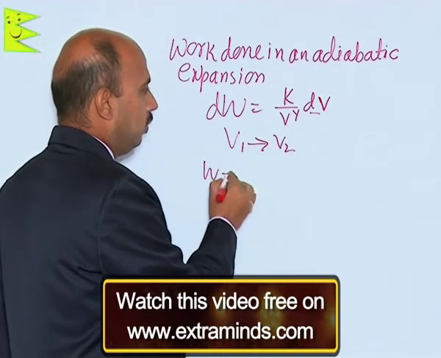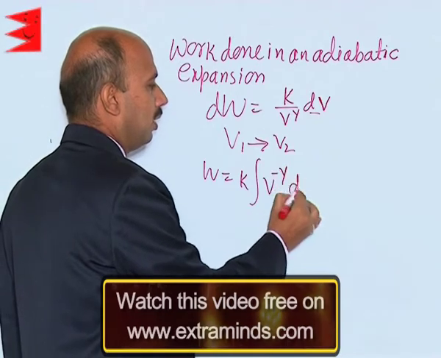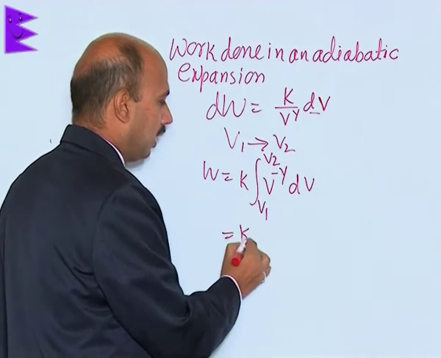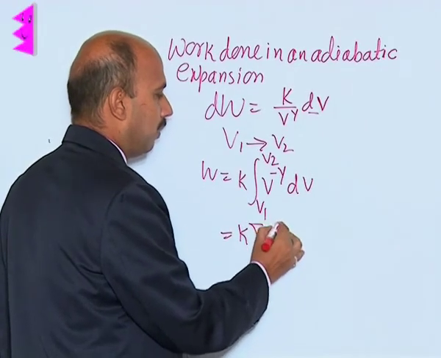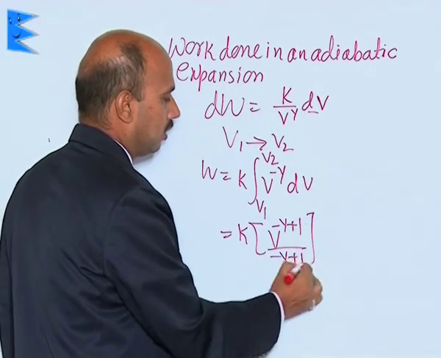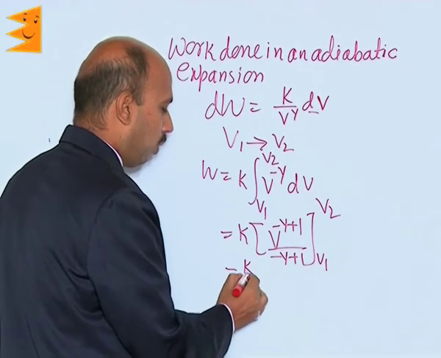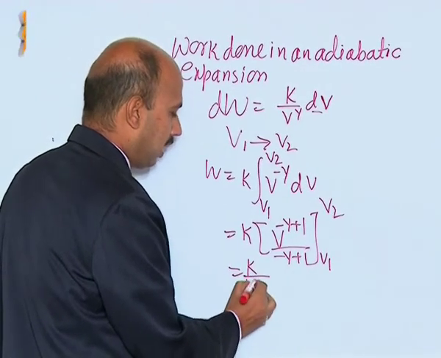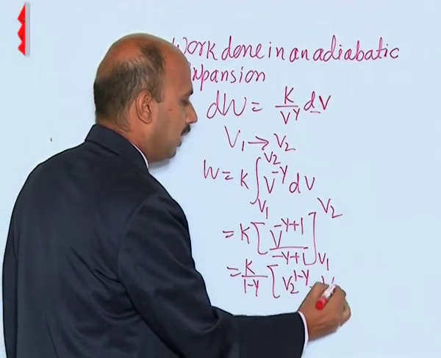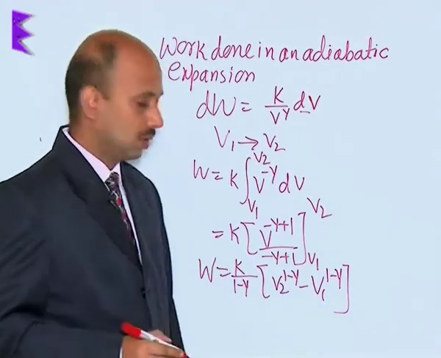we can write W is equal to the integral of K V raised to power minus gamma dV from V1 to V2. That can be written as K V raised to power minus gamma plus 1 upon minus gamma plus 1, from V1 to V2. So, we can write K upon 1 minus gamma into V2 raised to power 1 minus gamma minus V1 raised to power 1 minus gamma. This is the work done.